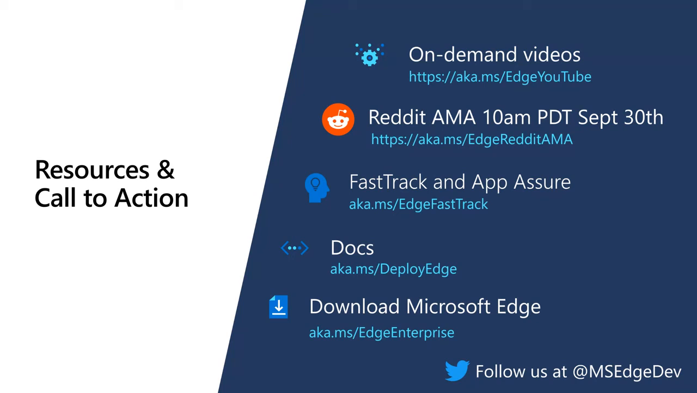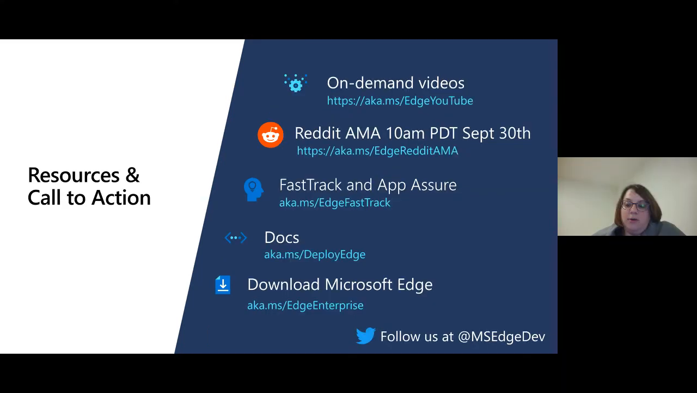Our Fast Track and Aperture program. Fast Track has Edge added into their list of software that they help with. So if you need help deploying, aka.ms/edge Fast Track is a spot there. And I briefly touched on Aperture, so feel free to go check out our Aperture program to make sure that all of your software and stuff works.